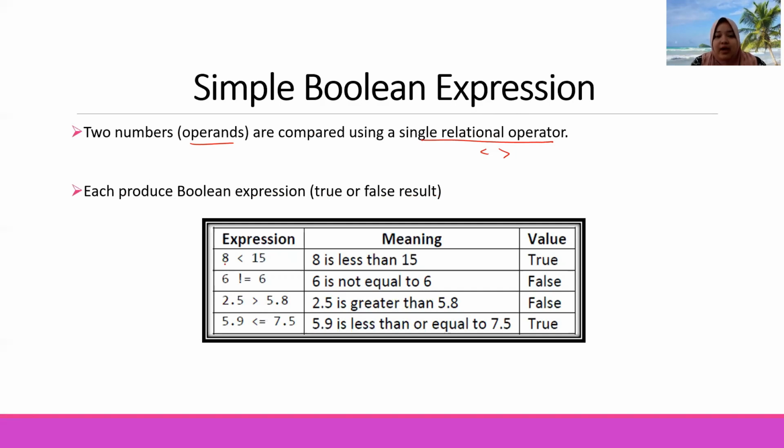For example, we have 8 less than 50. Is it 8 less than 50? So the value is true. 6 not equal 6. Adakah 6 not equal 6? So false. Okay, 2.5, is it 2.5 more than 5.8? So false. So this is the end value that you got after you apply the relational operator.